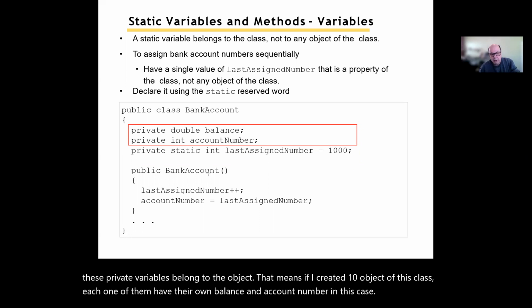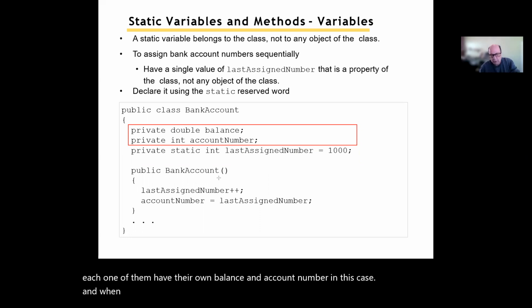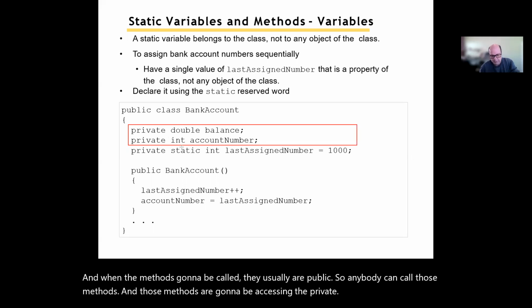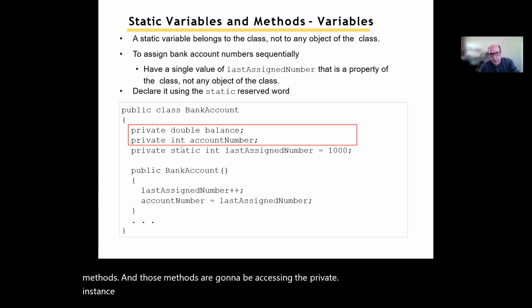And when the methods are called, they usually are public, so anybody can call those methods, and those methods are going to be accessing the private instance variables.